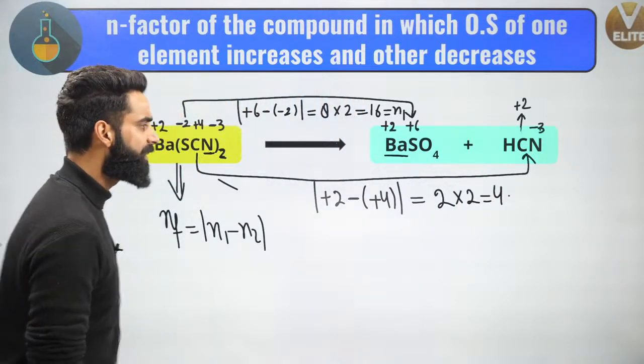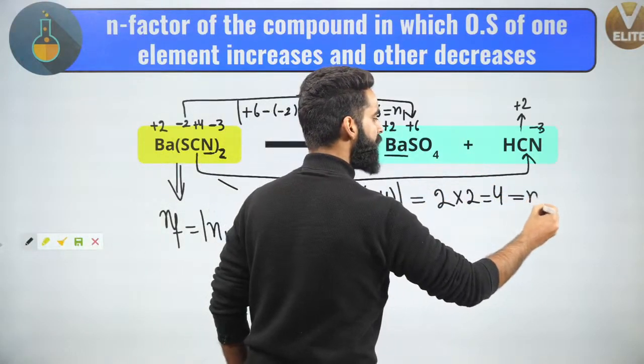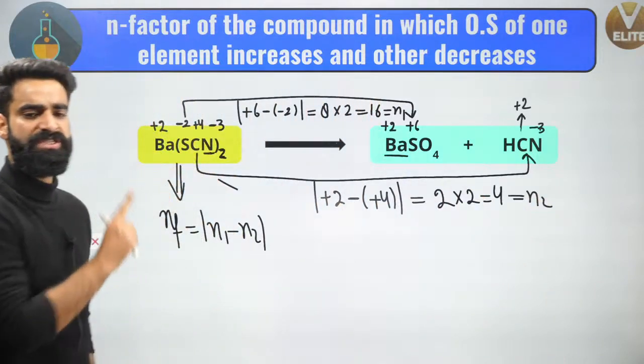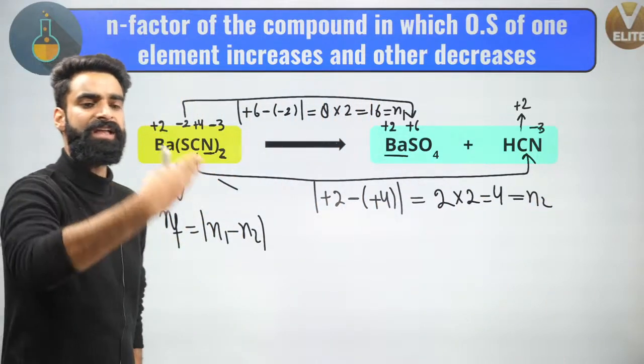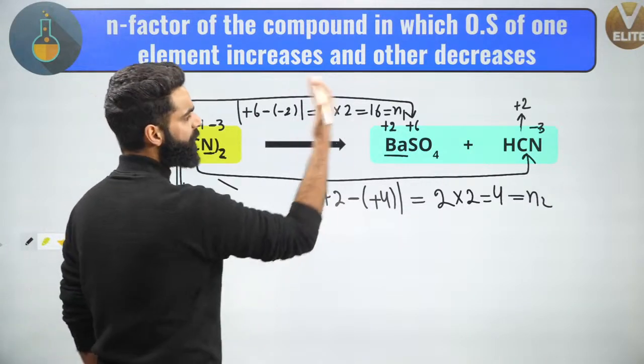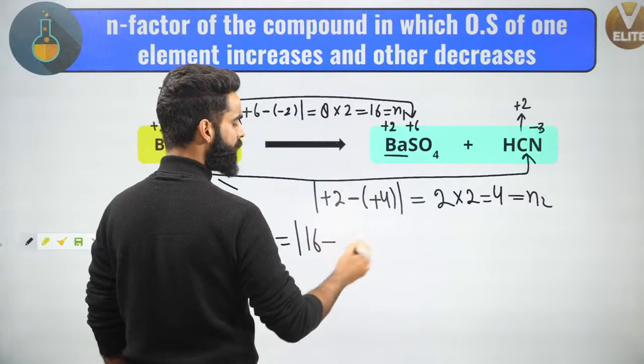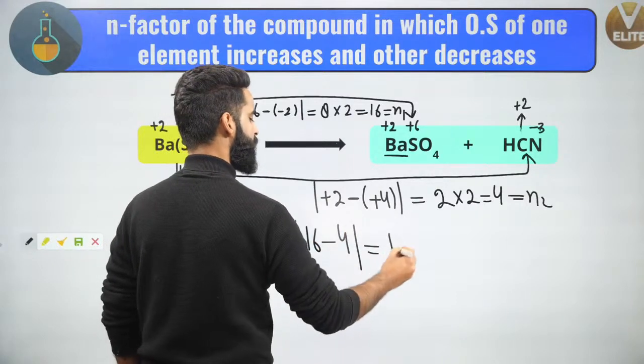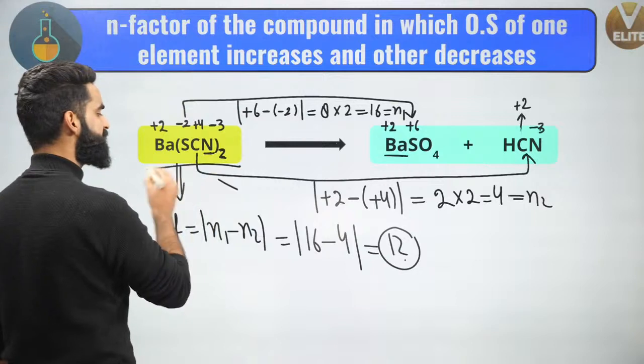Yes. So people, I got the N1 value, I got the N2 value, and this is the compound in which oxidation state of one element is increasing and another element is decreasing. How do we calculate its N factor? Mod of N1 minus N2. N1 value, you got as 16. N2 value, you got as 4. Take the mod, value you are getting as 12. So 12 is the N factor of this substance right here.